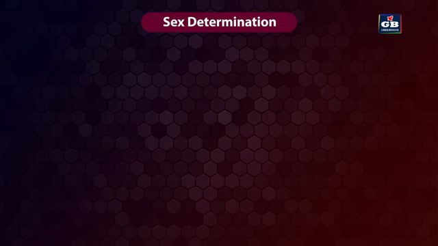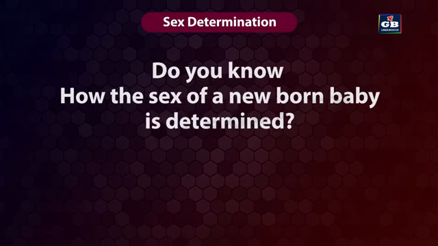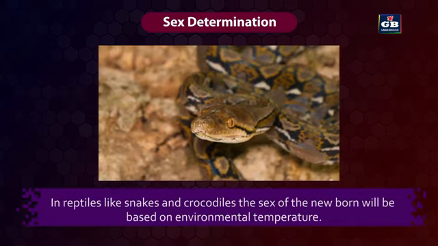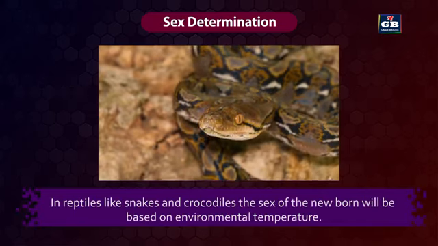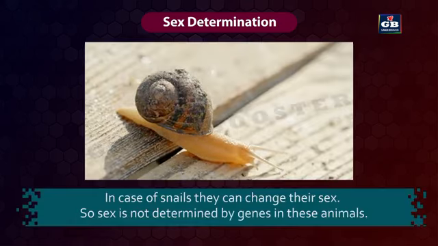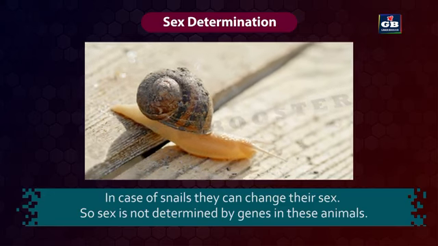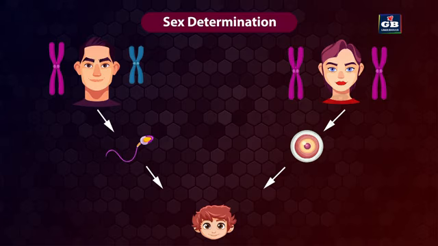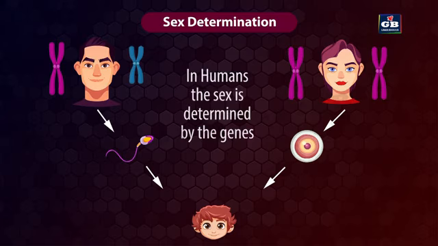Sex determination. Do you know how the sex of a newborn baby is determined? The sex of a newborn is determined by different factors in different species of animals. In reptiles like snakes and crocodiles, the sex of the newborn will be based on environmental temperature. In the case of snails, they can change their sex. So sex is not determined by genes in these animals. But in humans, sex is genetically determined. That means the genes inherited from the parents decide the sex of the newborn baby.